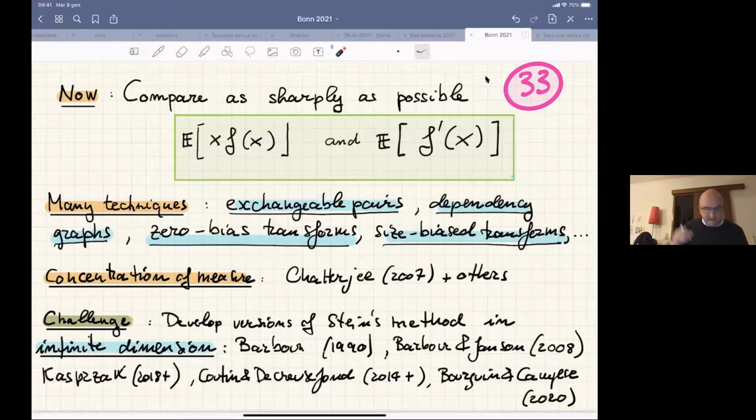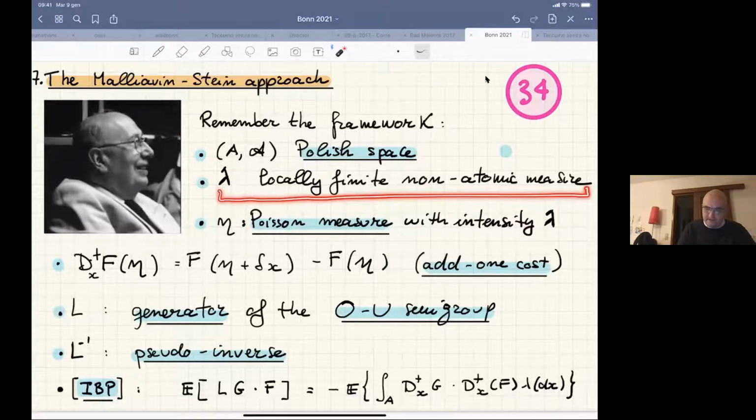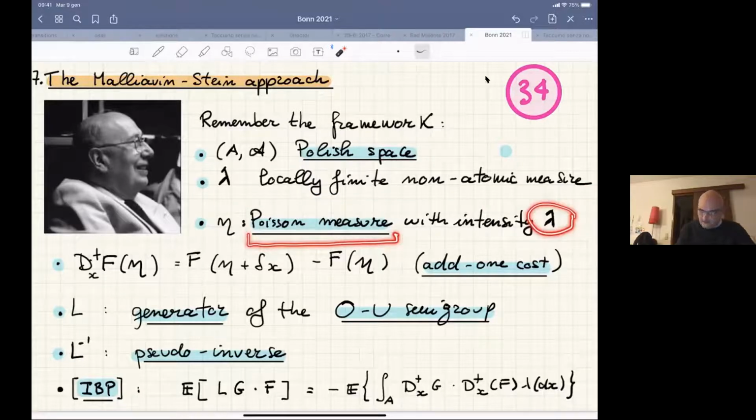Okay, now how this combines with everything that I said yesterday. So let us remember the framework. We start with the Polish space. We consider a locally finite measure on our Polish space, and then a Poisson measure that has lambda as an intensity measure. So I described to you the role of the add-one cost operator, which consists in taking a random variable F depending on the Poisson configuration by adding 1 point to the Poisson configuration and subtracting the original value of the variable.